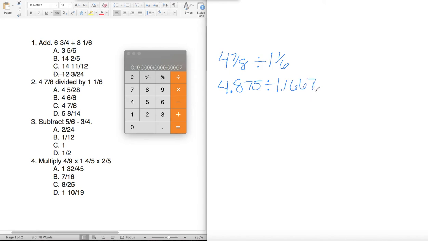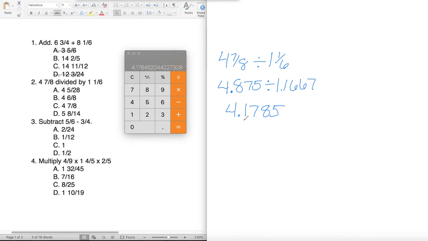1.1667. And then we just punch this into the calculator. 4.875 divided by 1.1667 equals, and we get 4 point, and again we're going to just go out to 4 decimal places, 4.178, and then the next number is a 4, but after the 4 is a 5, which means we need to round up to a 5.